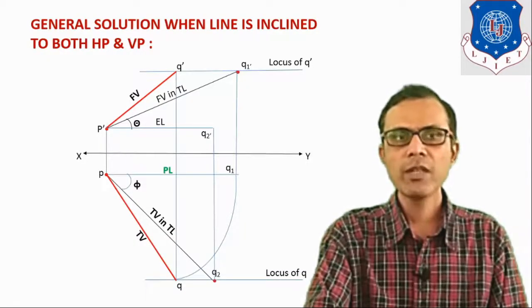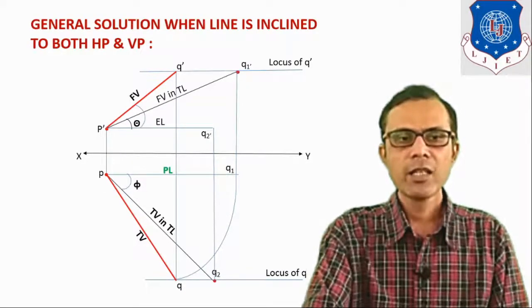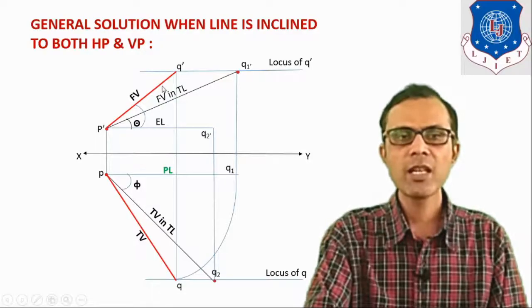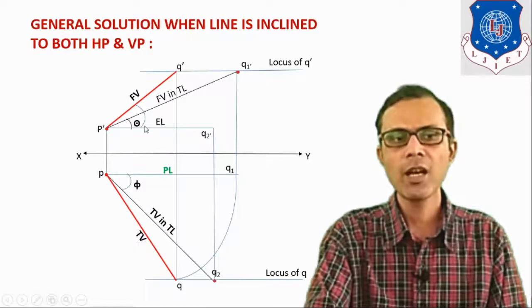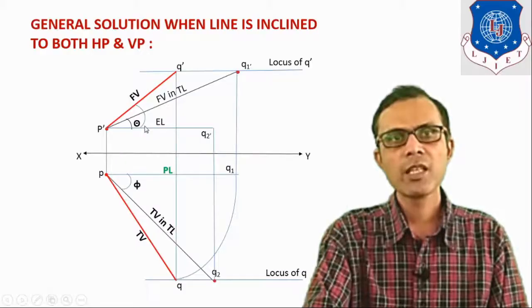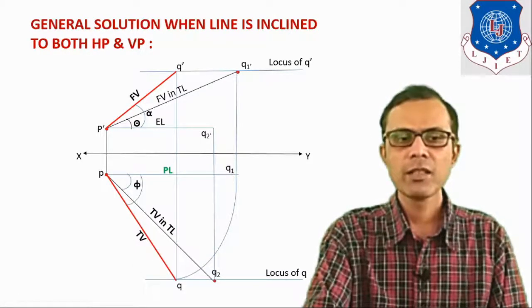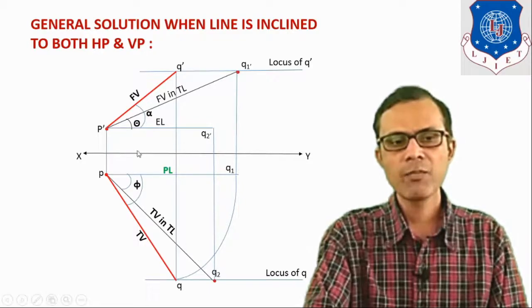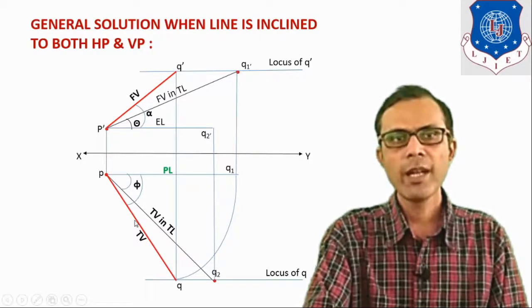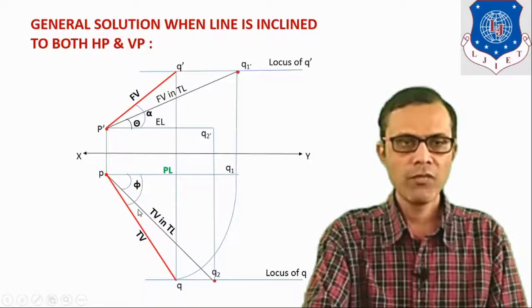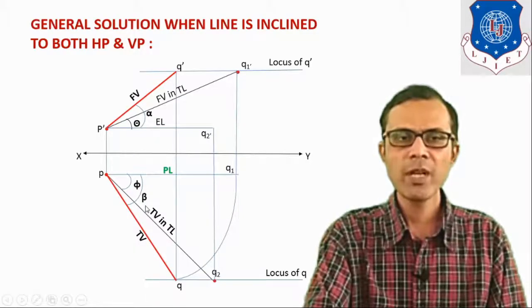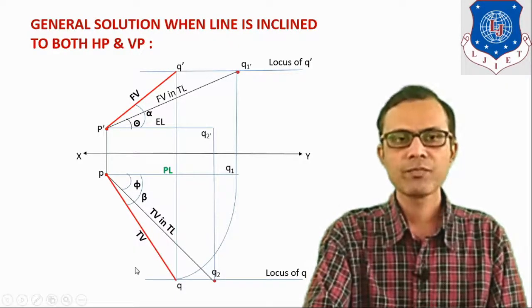Here some additional data are added. P dash Q dash is the final front view, and its inclination angle with HP is known as the apparent angle, denoted by alpha. Similarly, PQ is the final top view, and its inclination angle with VP is denoted by beta. It is known as the apparent angle of the top view with VP.